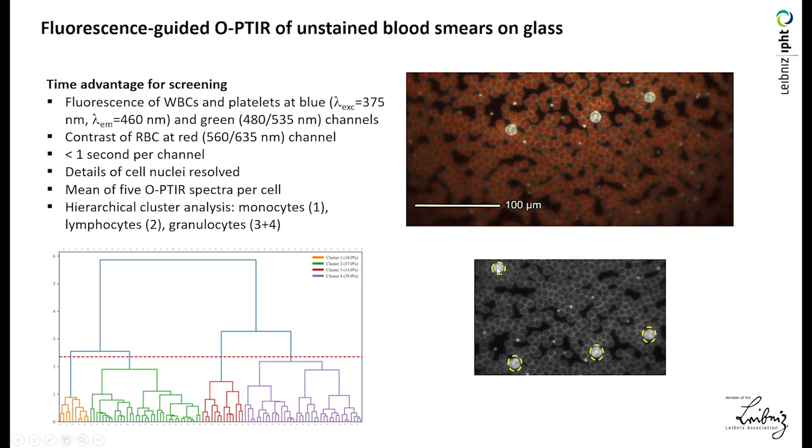And here also 5 points were defined per cell, and then a mean spectrum was calculated, and the mean spectra were also subjected to a hierarchical cluster analysis. And at a certain distance, we defined 4 clusters. The smallest cluster, 10% of the spectra, was assigned to monocytes. The green cluster was assigned to lymphocytes, and the other 2 clusters were assigned to granulocytes.